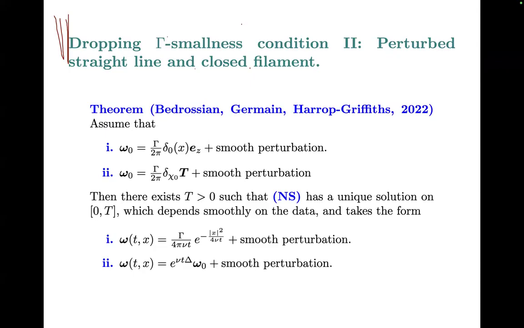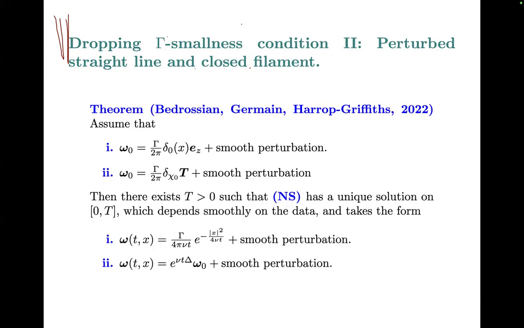Then, just to fix the ideas, what they prove for the second case is that the evolution is just the heat flow of the initial configuration plus a smooth perturbation. But again, it says nothing about the dynamics, right? Because it's the heat flow of omega 0, right?